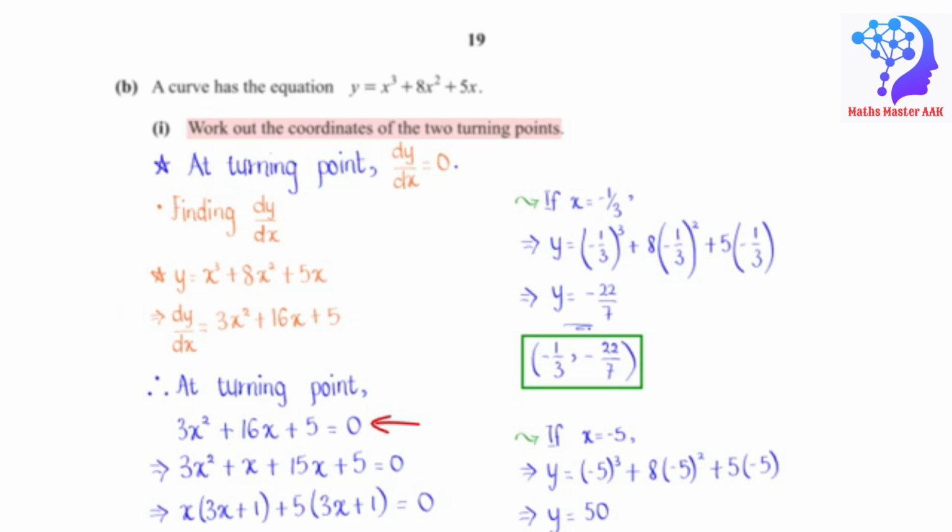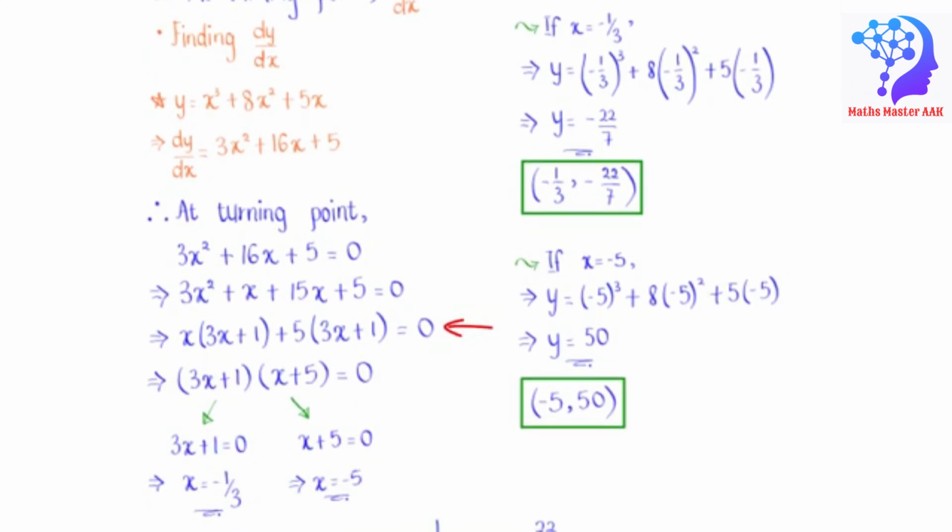We can solve this quadratic equation by factorization. 16x can be rewritten as x plus 15x. When we factor out x for the first two terms, we are left with 3x plus 1. And when we factor out 5 for the final two terms, we have 3x plus 1. This can be rewritten as (3x plus 1)(x plus 5) equals 0. When 3x plus 1 is equal to 0, we have x equals negative 1 over 3. And when x plus 5 is equal to 0, we have x equals negative 5. So now we have the x coordinates of the two turning points.